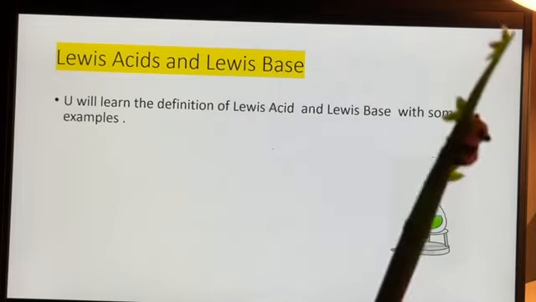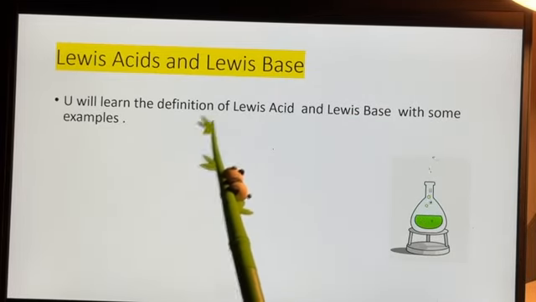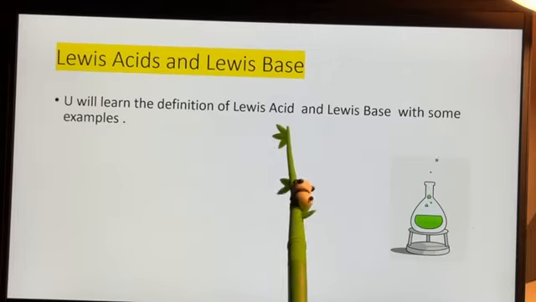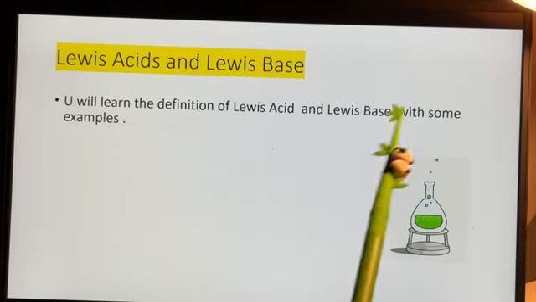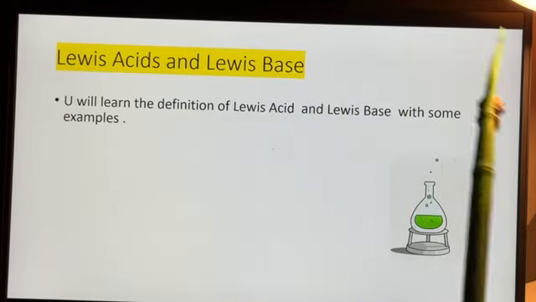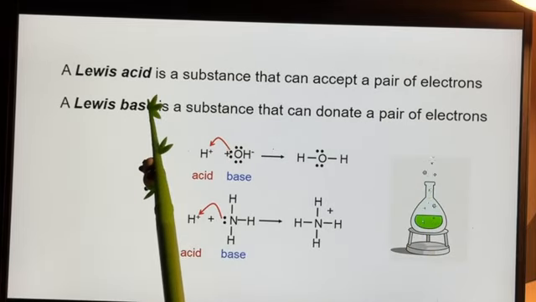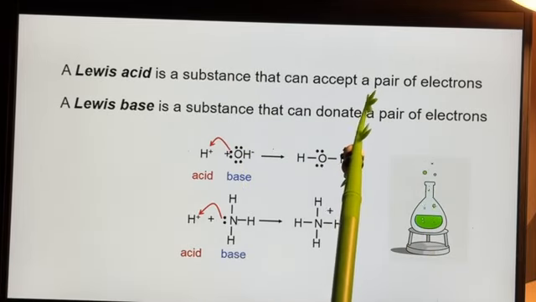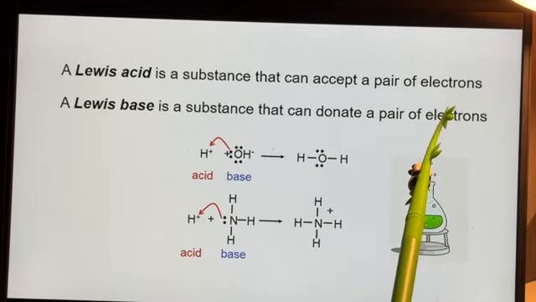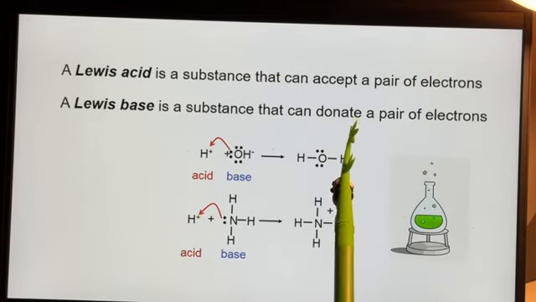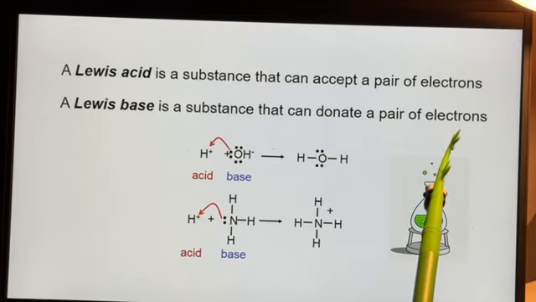Today, I will be talking about Lewis acid and Lewis base. You will learn the definition of Lewis acid, Lewis base with some examples of each. A Lewis acid is a substance that can accept a pair of electrons. A Lewis base is a substance that can donate a pair of electrons.